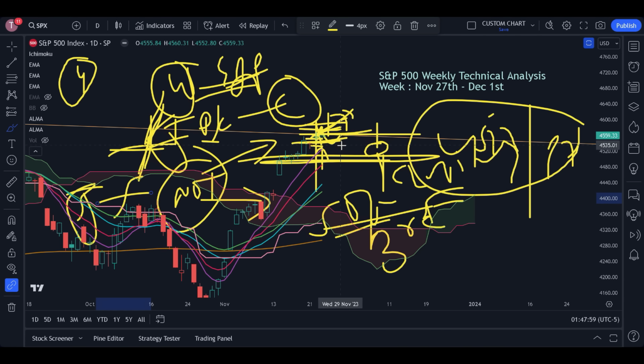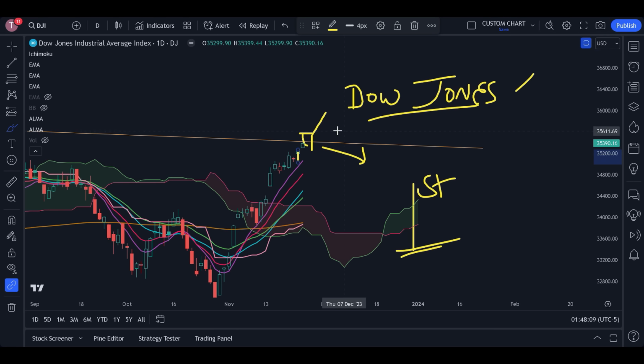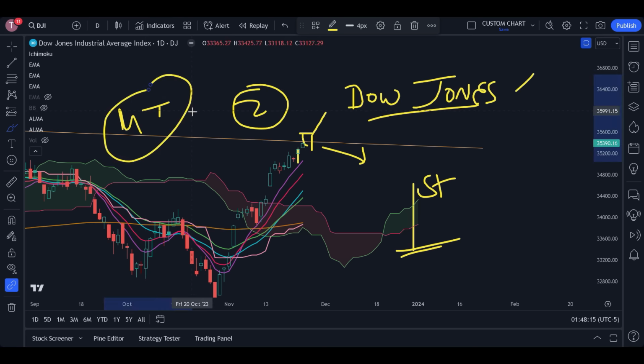However, you must remember one more thing. If there come two consecutive or two successive closings above the trend line in both of the indices, Dow Jones and the S&P 500, remember, two successive means Monday and Tuesday. Specifically, it must happen on Monday and Tuesday. I'm not talking about any other day.